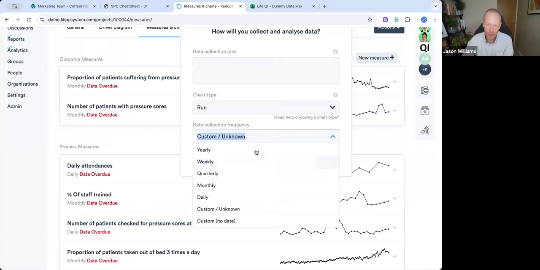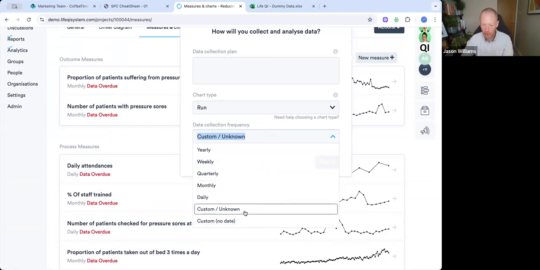I can then click data collection frequency. So we have a number of regular frequencies that you can pick from. So if you know you're going to be collecting every month or every week, whatever it might be, pick one of these because it will help auto-populate the dates, and it will help you aggregate the data if you're measuring the same thing in multiple locations.